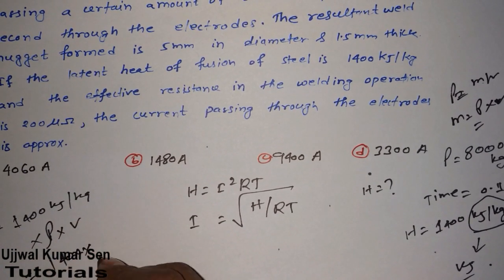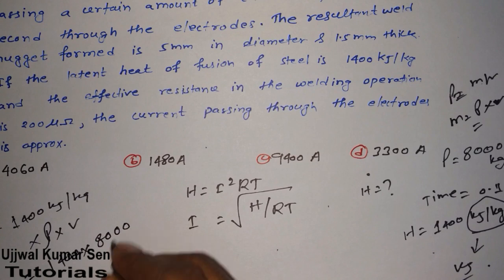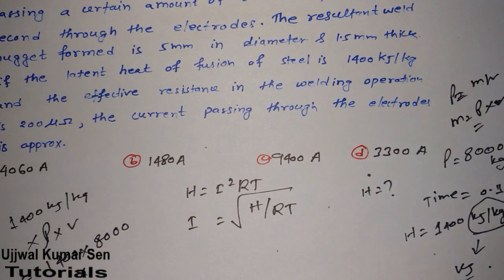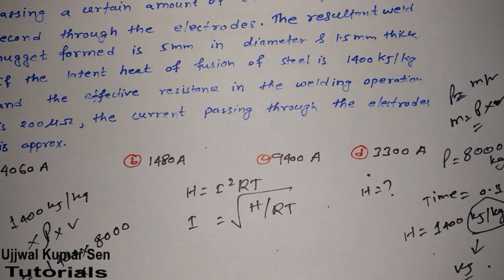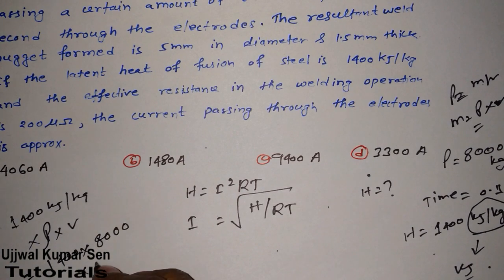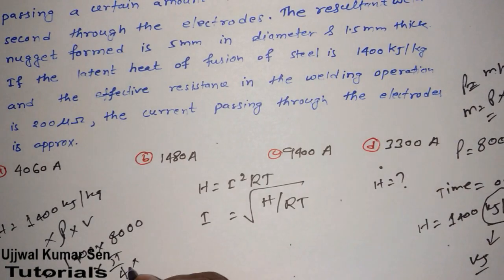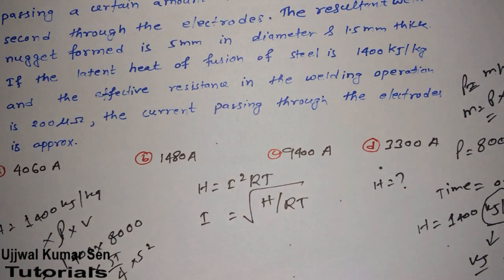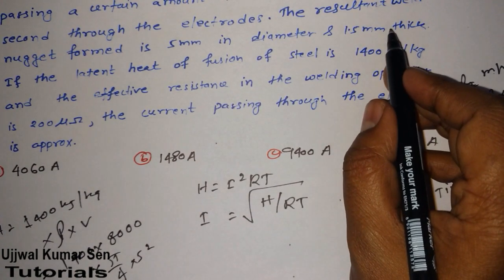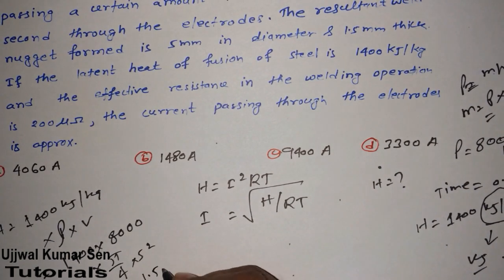So 1400, density is how much? 8000 into volume. So what is the volume? I have to find out from here. Now what is volume here? Basically pi by 4 d square. D is how much here? Diameter 5 square, and then thickness is 1.5. So I have to multiply with 1.5.